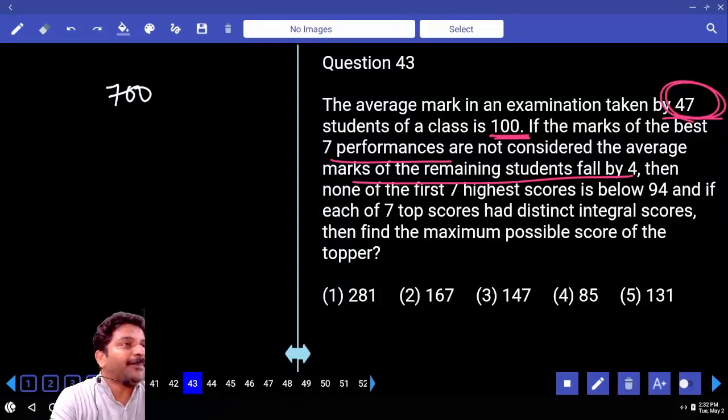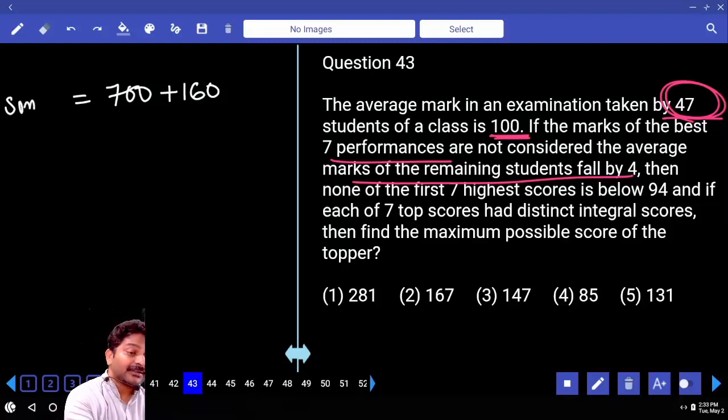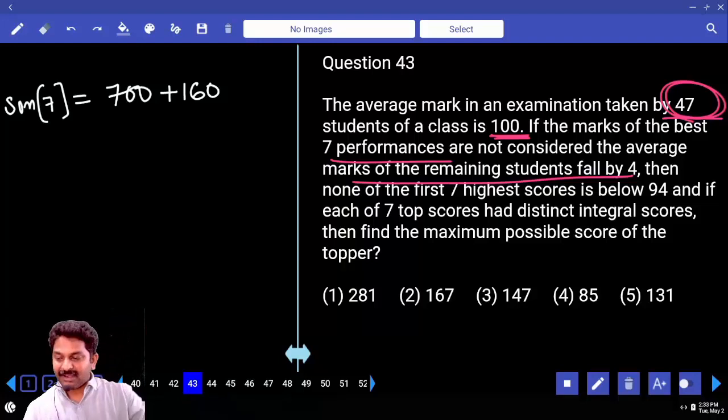Out of a total of 47, 7 people are going out. Then how many people remain? And for these 40 people only, the average decreases by 4. That means 40 into 4, 160 got decreased. And that 160 must be added to these people. So this is equal to the sum of how many members? Sum of 7 members. Right.